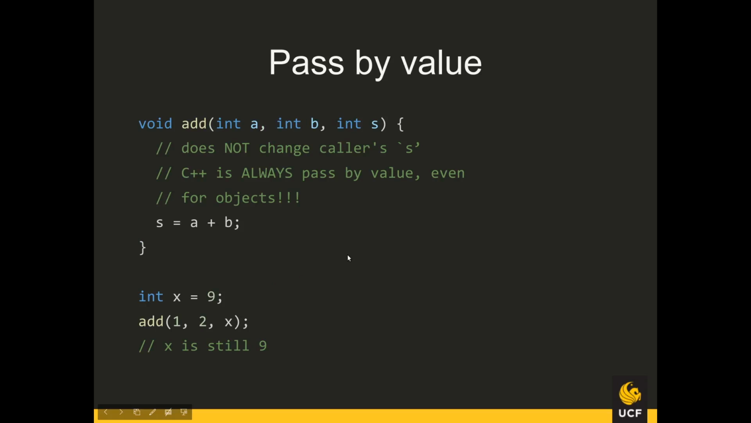Everything in C++ is passed by value. This example should not be particularly surprising to you because even in Java, if you pass a small value like an integer, then that is passed by value, and you would not expect if you did s equals a plus b for that to propagate out to the caller. It turns out though that in C++, even if this was an object, say this was a standard string or something even bigger like a vector, that is also passed by value.